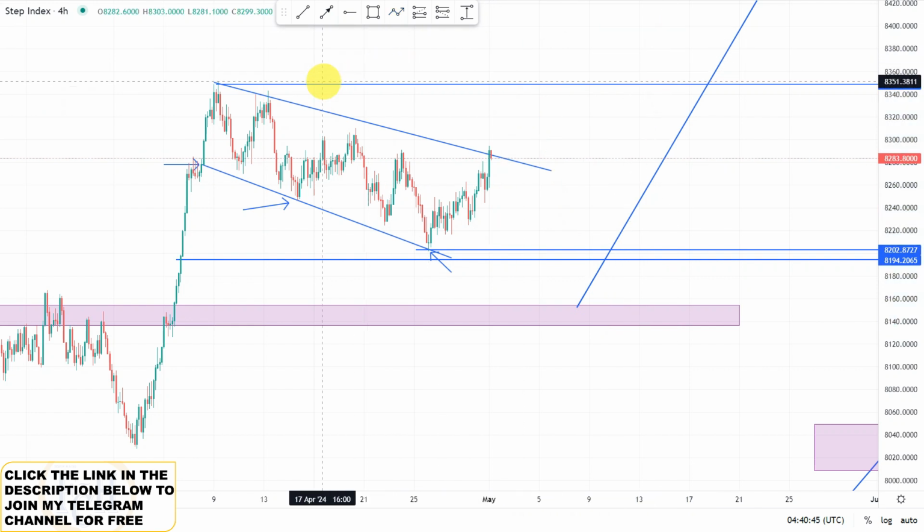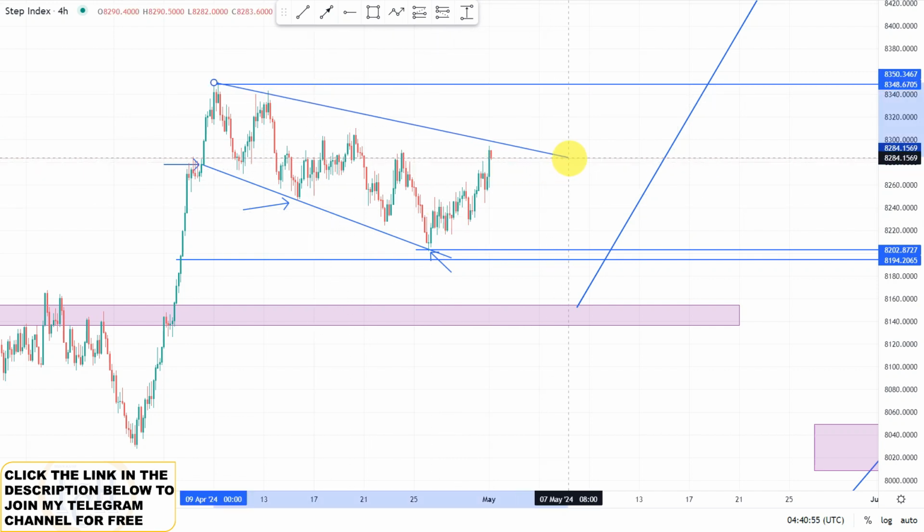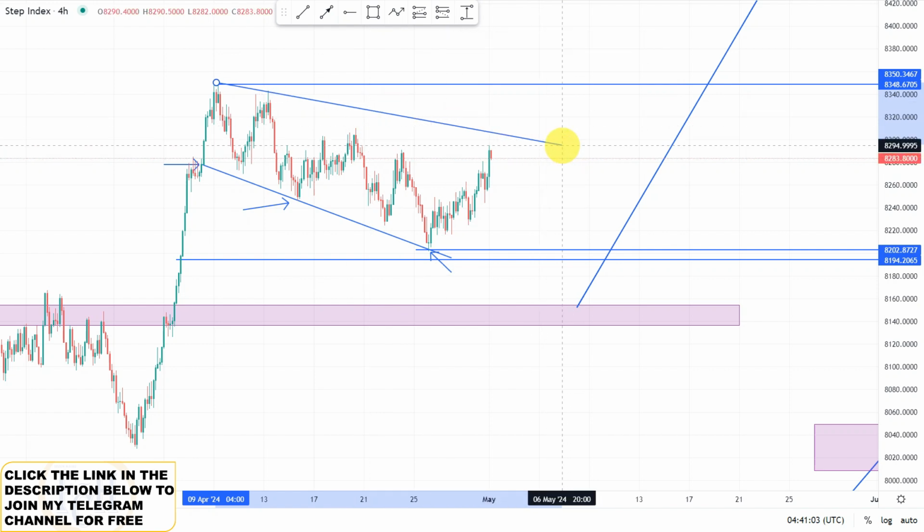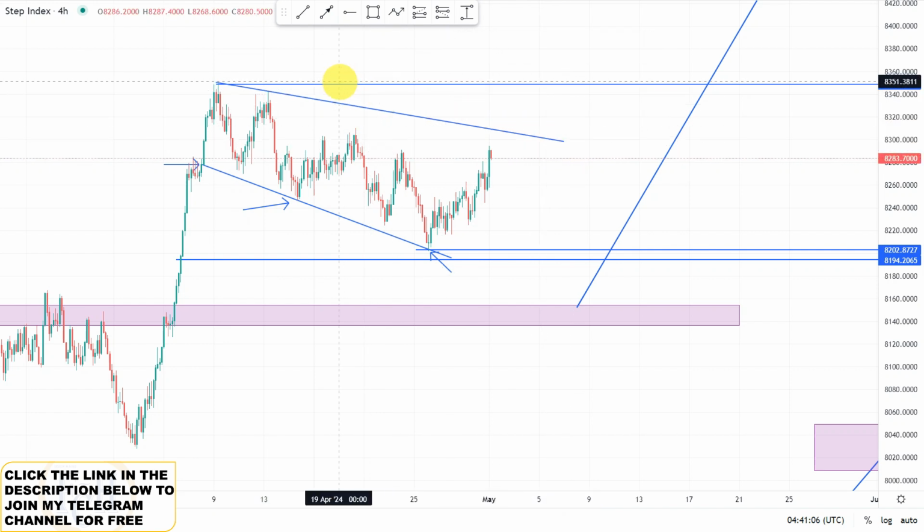once these kinds of patterns occur, the earliest take profit is on the first touch of the upper trend line of this pattern. So theoretically, this is the expected TP point. Okay, the first touch of this upper trend line on a descending channel.